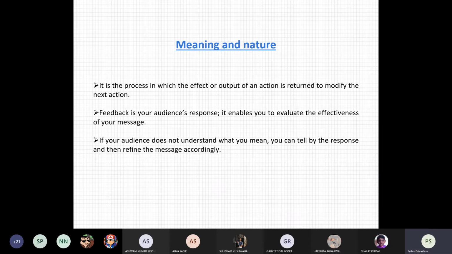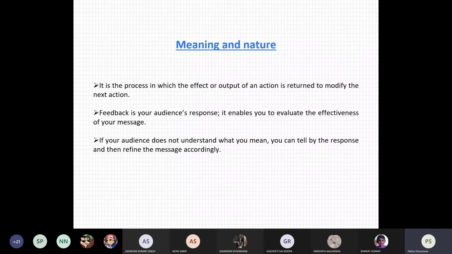Second one is feedback is your audience's response. It enables you to evaluate the effectiveness of your message. So when you send a message and you do not get a response, you are sitting there, imagining or wondering how the other person has received the message. So when you receive a response, this thing gets over. You have a definite response. Now you can evaluate in which sense this message which you sent was taken by the receiver. You can find out whether it was effective or ineffective, successful or unsuccessful. It all depends on when you receive a response.